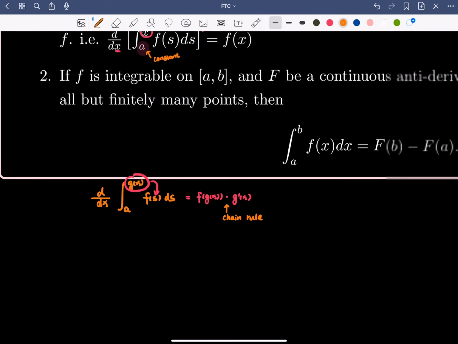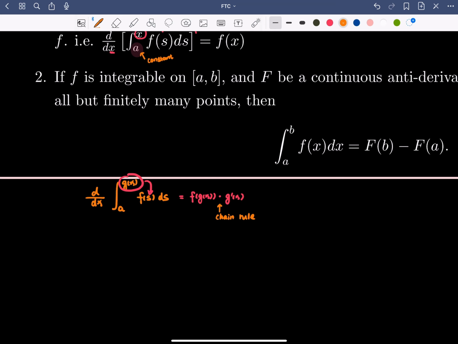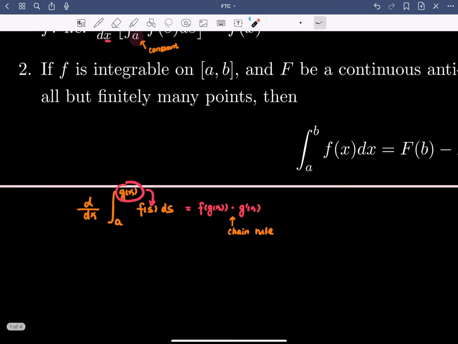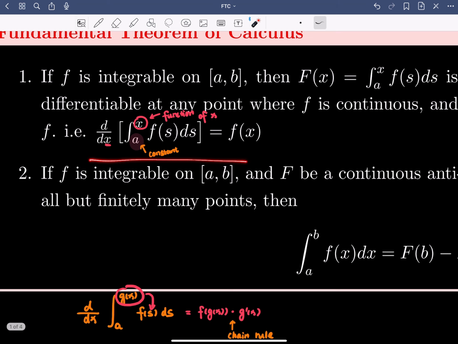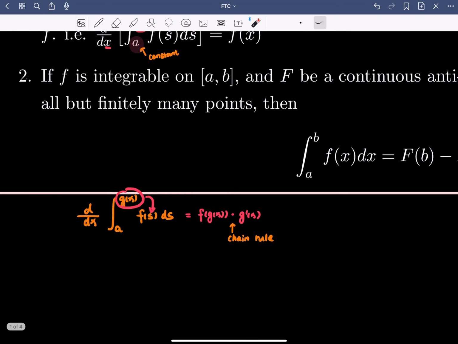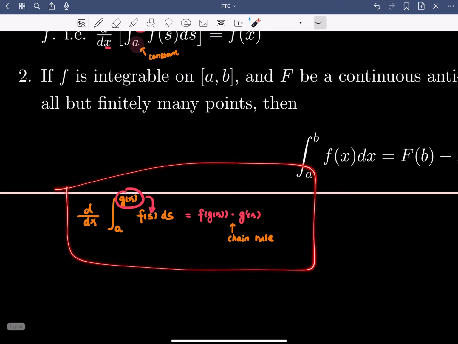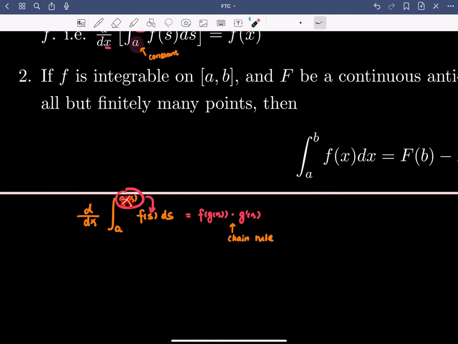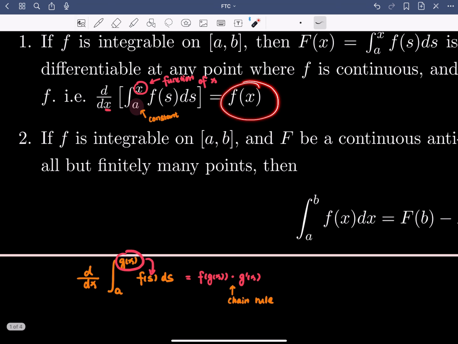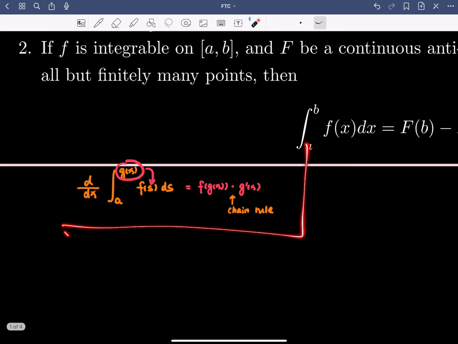And this is where a lot of people make mistakes. They forget about the chain rule part. So instead of remembering the earlier version, I would recommend you remember this version, because, well, if you have x here, then it's just multiplied by the derivative of x, which is 1. That's how you only have f of x. So this version of the fundamental theorem of calculus part 1 is the one I recommend you remember.